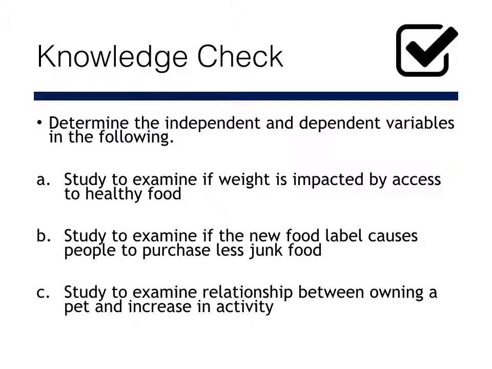So, question C. Study to examine relationship between owning a pet and increasing activity. The independent variable is owning the pet. That's what's going to change the dependent variable, which is what we're going to be looking for, an increase in activity.